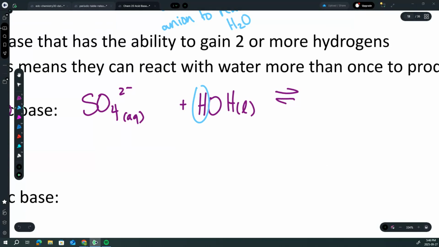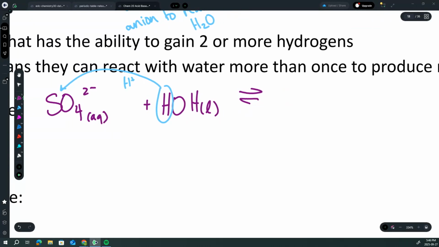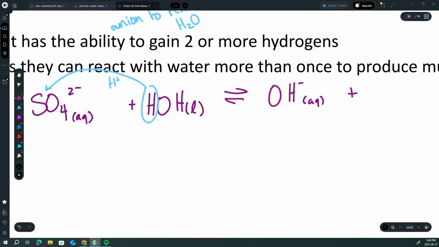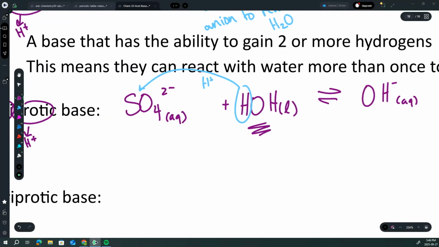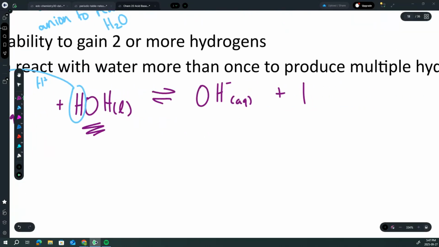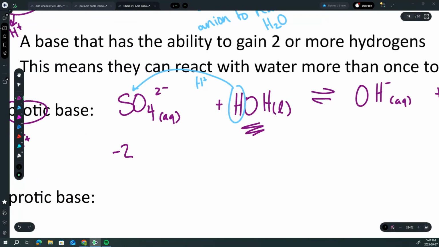Alright, and then we are just transferring 1 proton at a time. So we're going to get hydroxide ion plus, so that's just the water with one less proton. And then now we have to imagine our sulfate ion with one more proton on it. Okay, so that's going to give us HSO4, 1 minus. The reason why the charge is 1 minus is because we started out with -2, and then we added a 1 plus charge, so that's going to be -1.